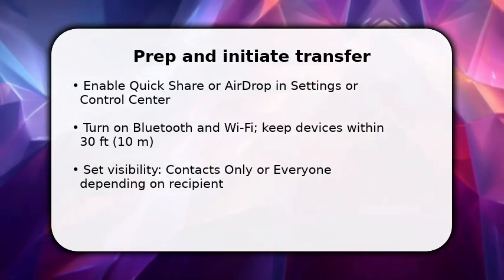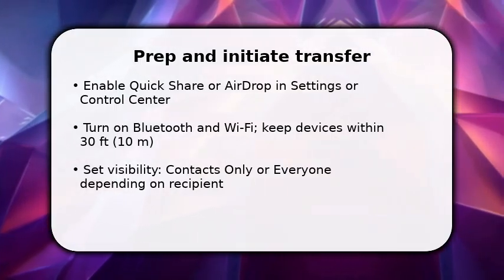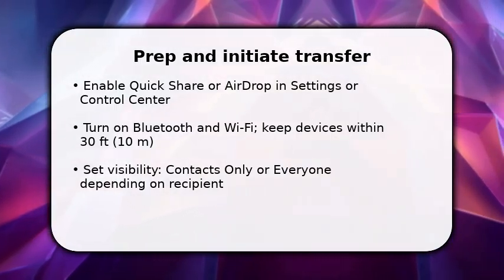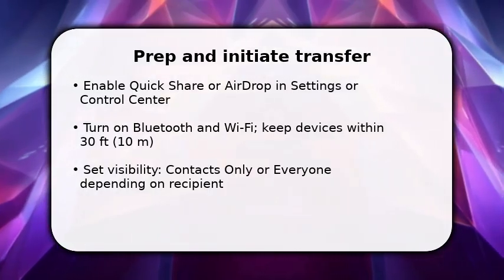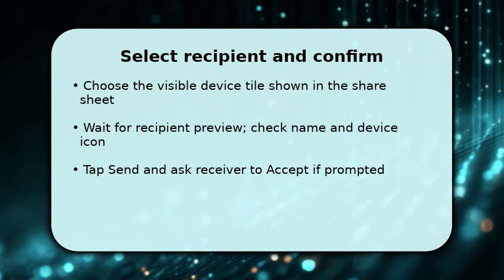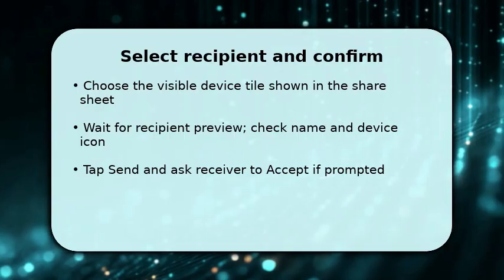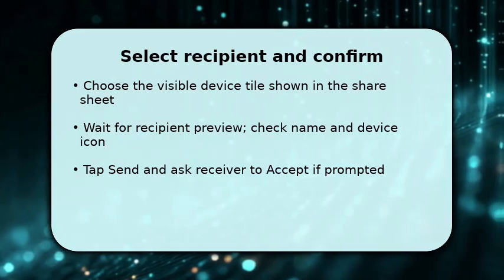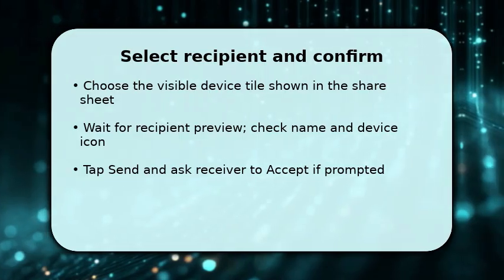Once done, open the file or photo you want to send, tap Share, and pick Quick Share or AirDrop from the share sheet. You do this now because discovery must precede the actual file handshake that follows. After selecting Quick Share or AirDrop, the system scans and shows nearby device tiles. You should choose the correct recipient by name and device icon to avoid sending to the wrong person.